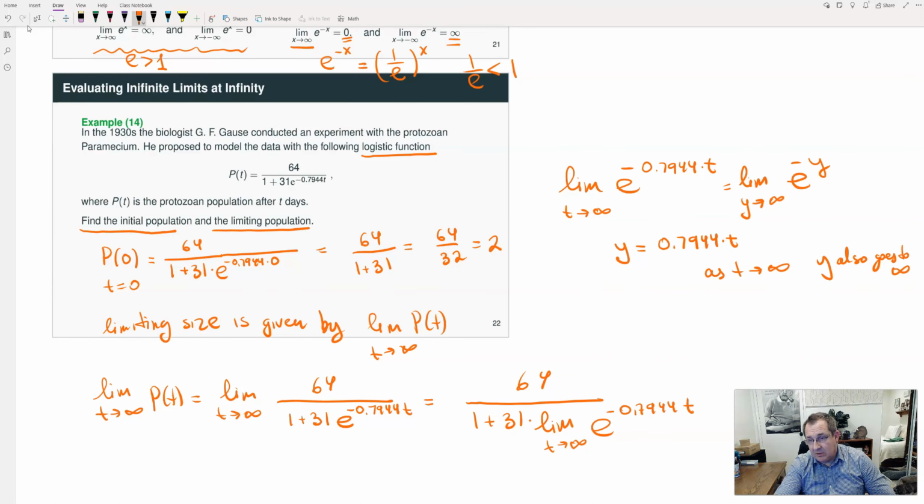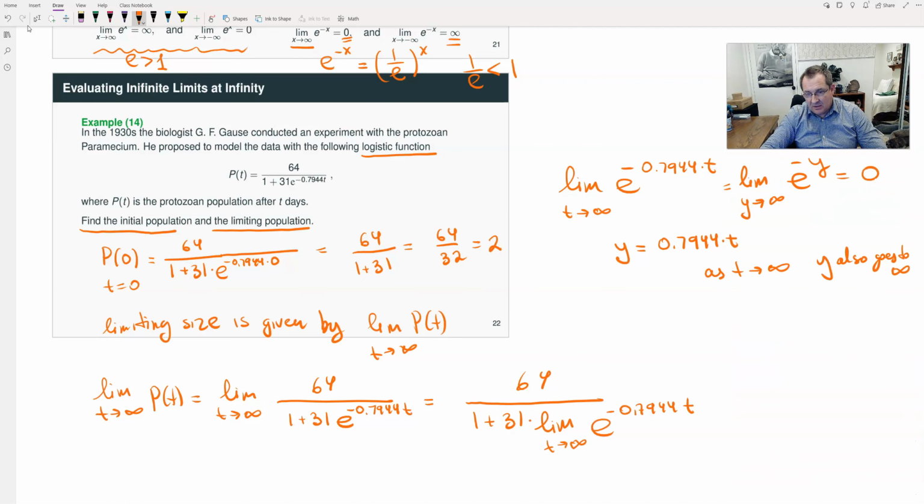And we know what that limit is. When we're looking at the exponential with the negative exponent, that limit is equal to 0. Therefore, we conclude that that limit is 0, and we are looking at 64 divided by 1 plus 31 times 0, which is 64.